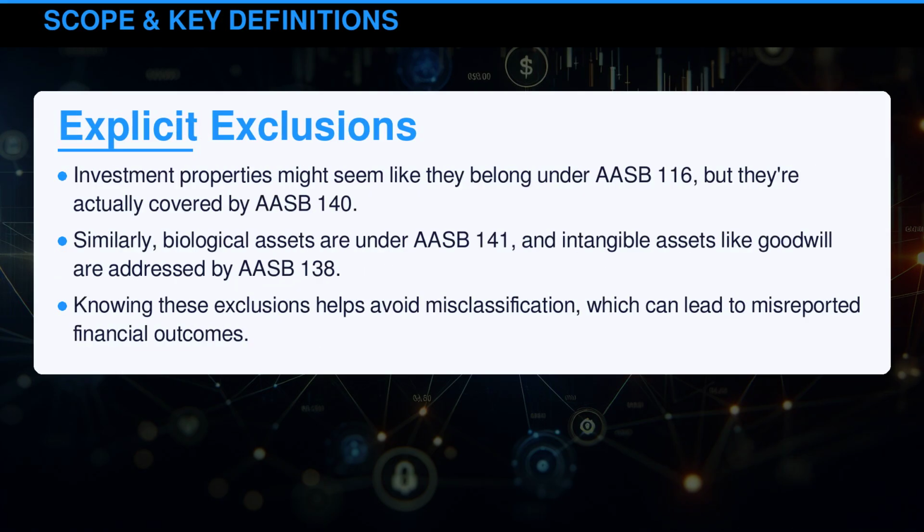Investment properties might seem like they belong under AASB 116, but they're actually covered by AASB 140. Similarly, biological assets are under AASB 141, and intangible assets like goodwill are addressed by AASB 138. Knowing these exclusions helps avoid misclassification, which can lead to misreported financial outcomes.